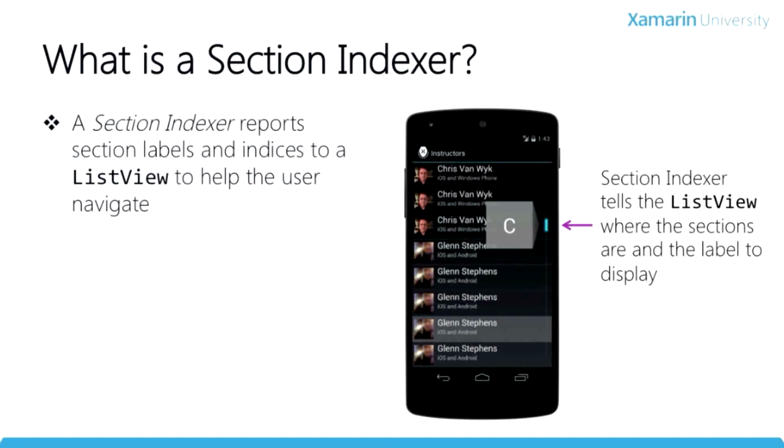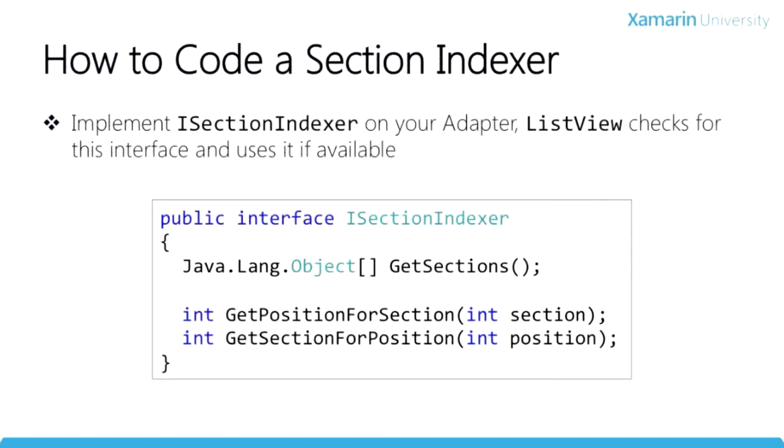And the list view shows the pop-up section label as the user scrolls through the list using the thumb. So to code up our section indexer, we need to implement the ISectionIndexer interface on our adapter. Just keep in mind it lives on the adapter, not on the list view. And also you'll need to have fast scroll enabled set to true for the section labels to actually work.